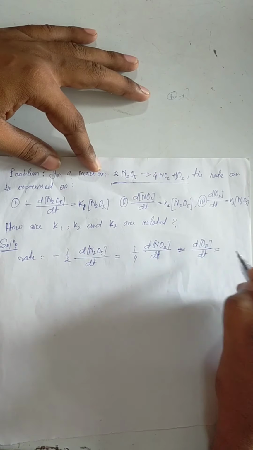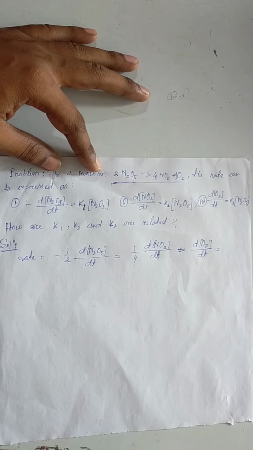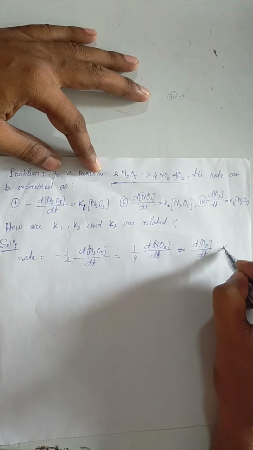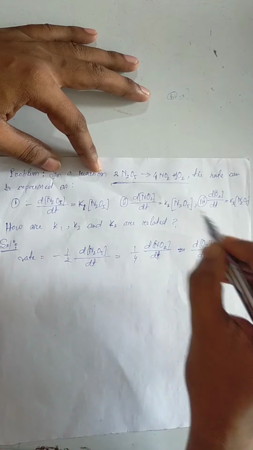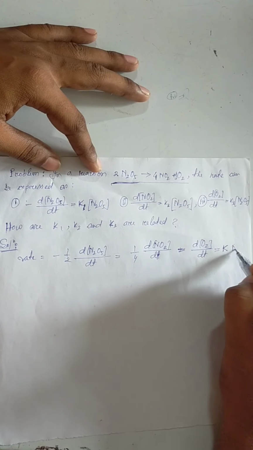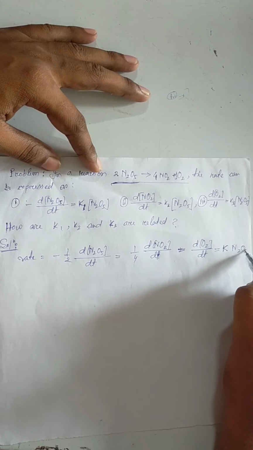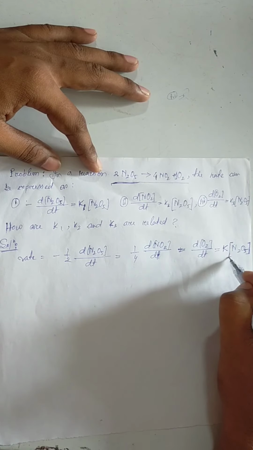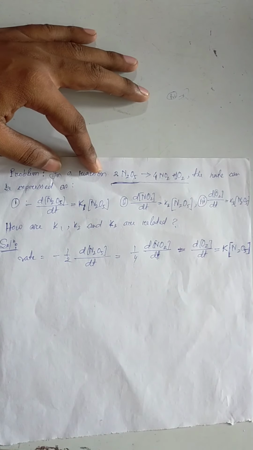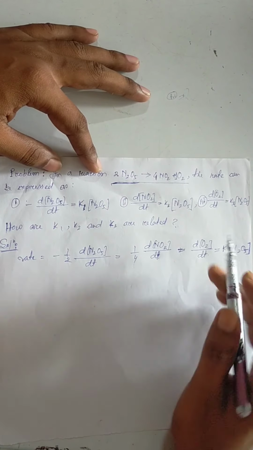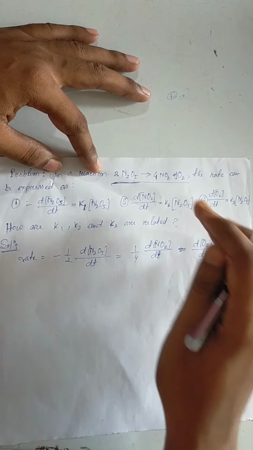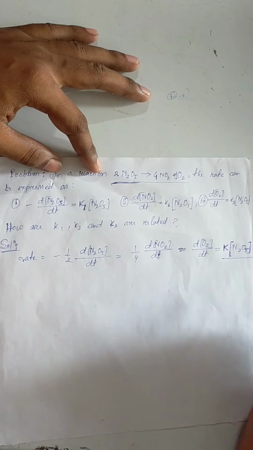And as we know the rate expression, we can write the rate constant into the concentration of the reactant. So we can write the rate constant and the concentration of the reactant. We can write the rate expression like this. So this one is equal to the rate of the reaction. This is the rate of the reaction.